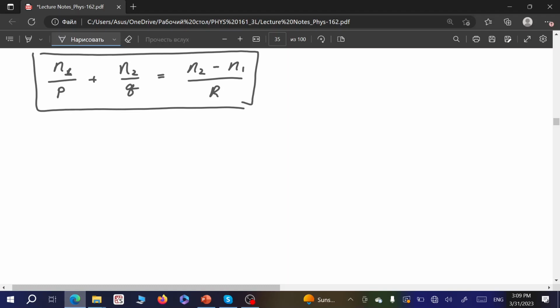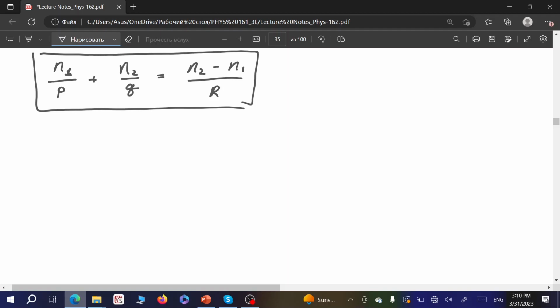Initially, we considered just an interface between, let's say, air and glass. Glass is the most common material which is used to produce lenses. And for this given interface, we derived the equation of refraction. So let's say, the equation of building images via refraction. This is the equation which we derived at the end of the previous discussion.